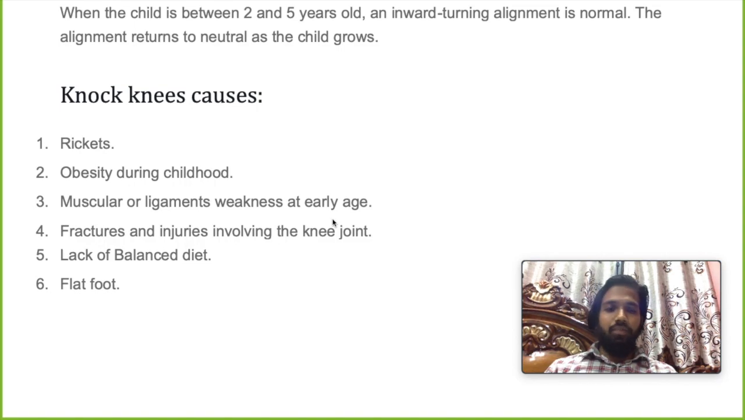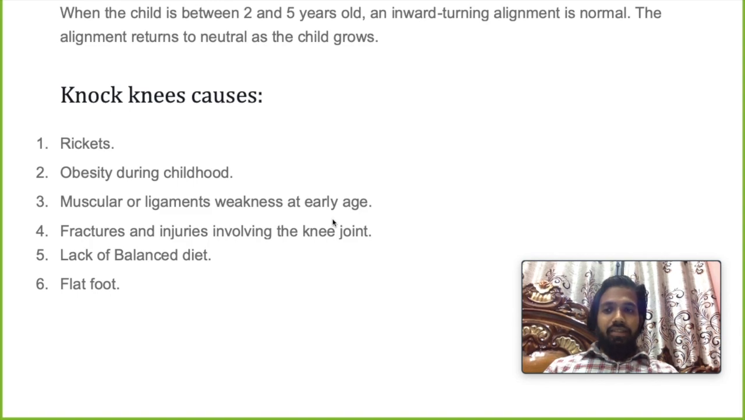The first and most common cause of knock knee is rickets, a common bone disease. Obesity is another cause. In our childhood days, if a child is obese, then he is more likely to be affected by knock knee, and he will carry it forward throughout his life. So we should always take care of the body weight of a child. It is never healthy if a child is obese or gaining weight very often.